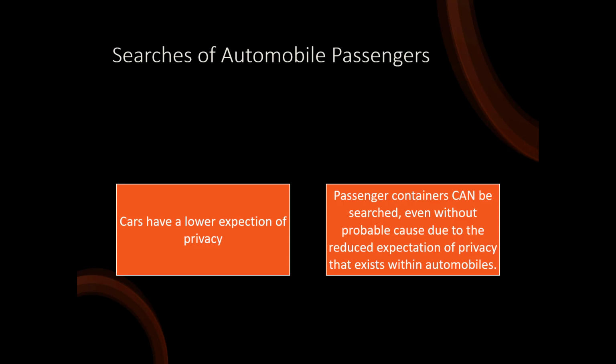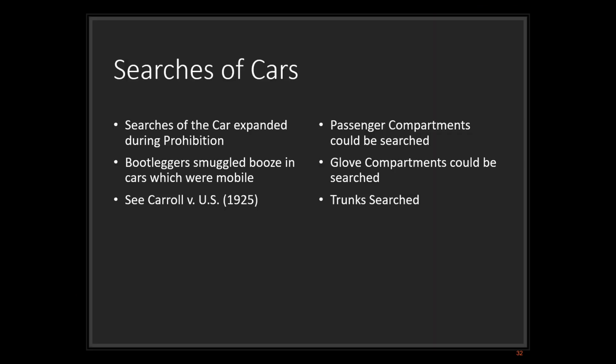So, searches of automobile passengers. Again, the passengers have a lower expectation of privacy. Passenger containers can be searched even without probable cause due to the reduced expectation of privacy that we see inside automobiles. So overall, if we start to look at these cases, searches of the cars expanded during Prohibition.